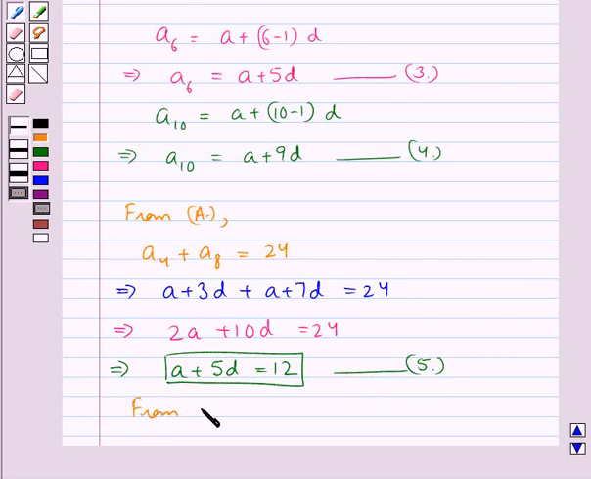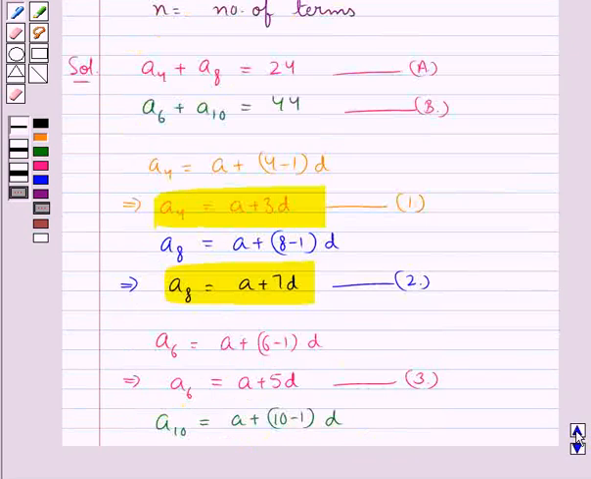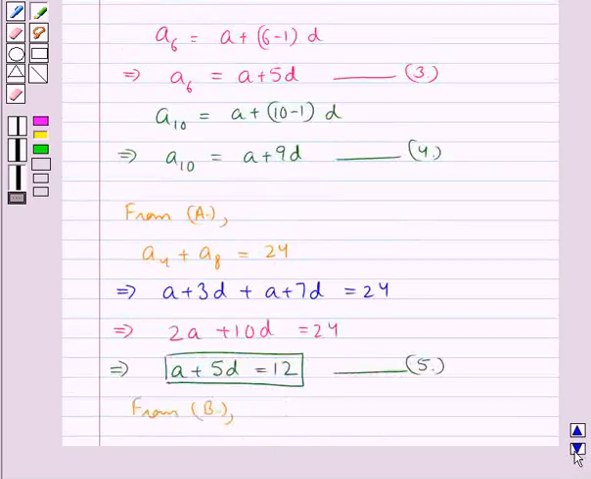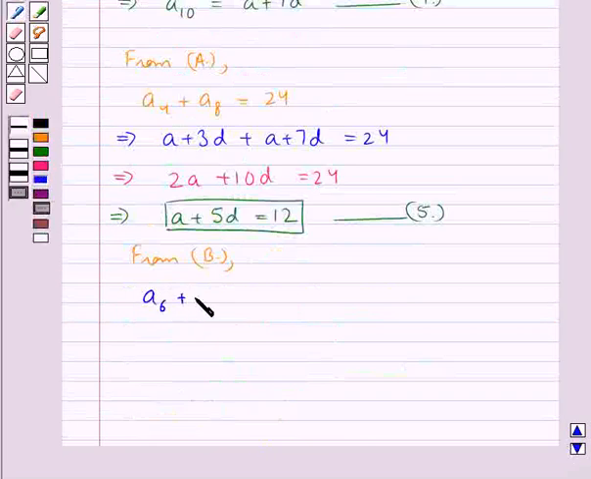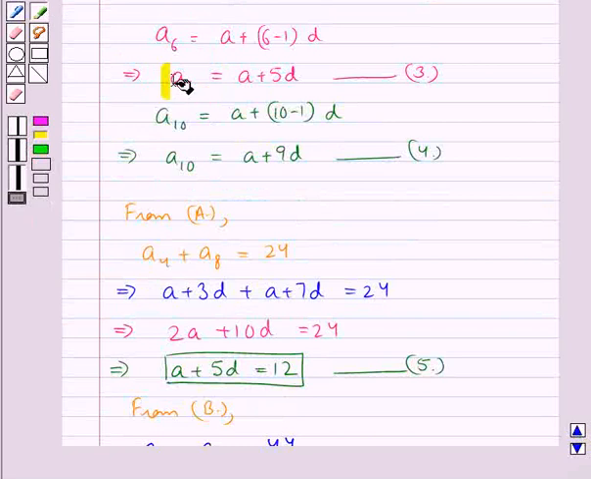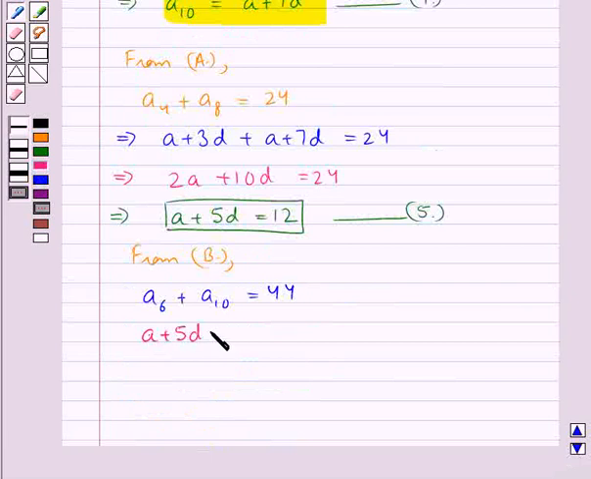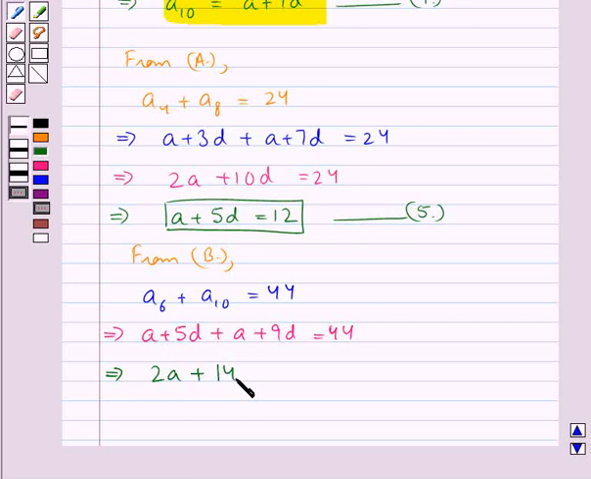Now, next we have from equation capital B, we have a6 plus a10 is equal to 44. Now, substituting the values for a6 and a10 from equations 3 and 4, we get a plus 5d plus a plus 9d is equal to 44. Further, we get 2a plus 14d is equal to 44. This gives us a plus 7d is equal to 22. Let this be equation 6.